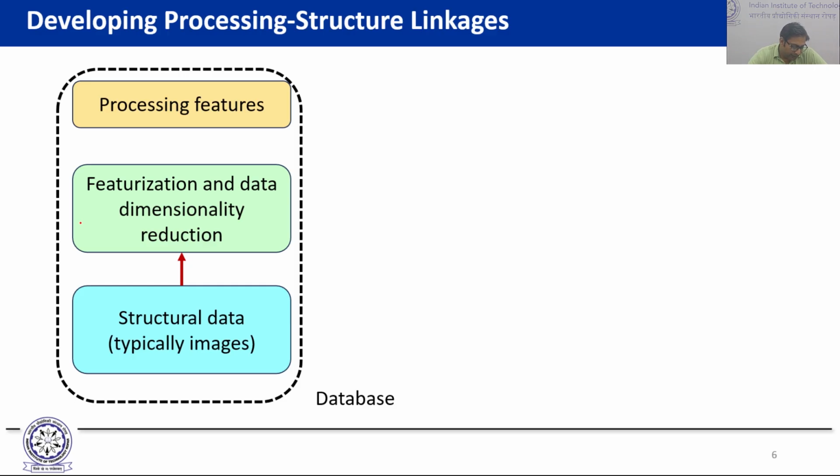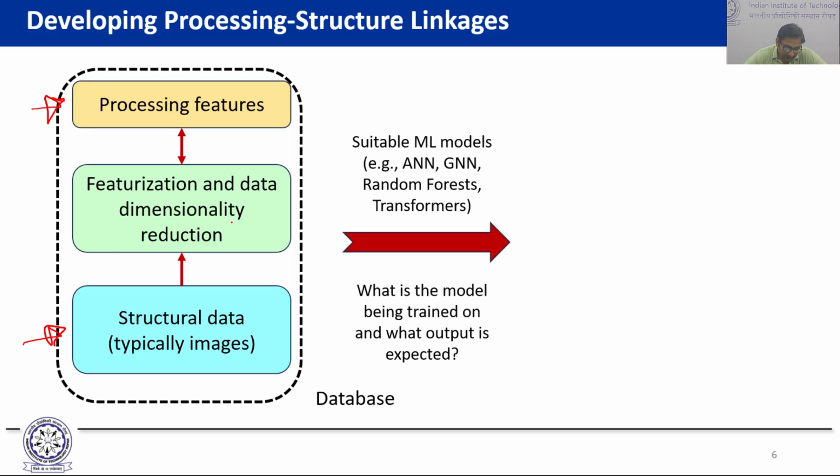So the important thing I am trying to stress to you is that we are not really directly correlating the processing features with the structural data. There is the intermediate step that we have discussed, and this step is about doing the data dimensionality reduction in order to get a smaller set of more relevant features. And it is with this reduced data dimension and reduced number of features that we will go ahead and train the model in order to establish the link between the processing condition and the structure.